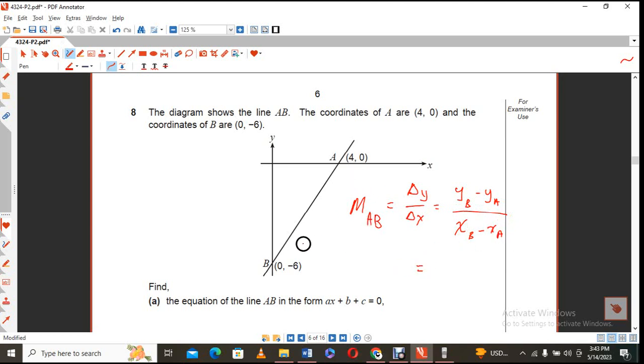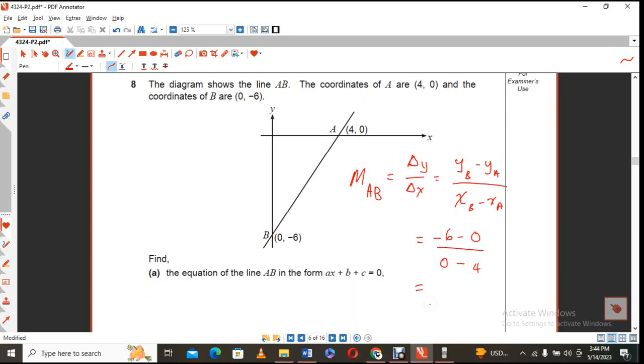Doesn't matter, but I want to start with point B, so that's going to be -6 minus 0. And I started with the y value of -6 of B. I must now also start with the x value, which is 0 minus 4. If you were to say 0 minus -6 and so on, you will still get the same gradient. In any case, we're going to have -6 divided by -4. Just remove those zeros there. Then 6 over 4 is nothing but 3 over 2 or 1.5. So I'm going to leave it as 3 over 2.